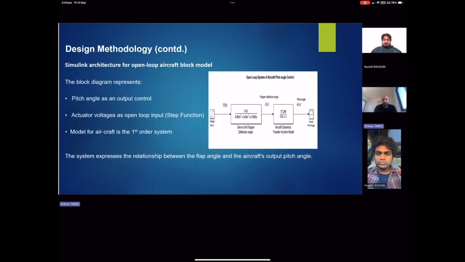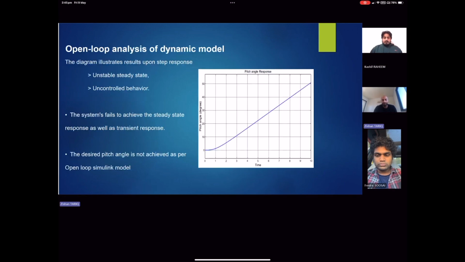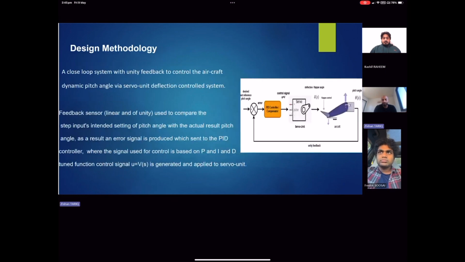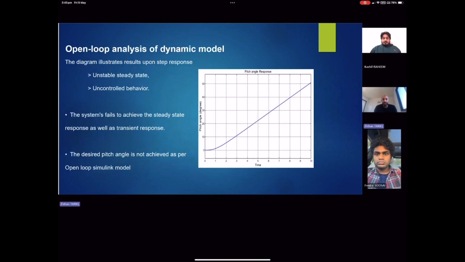So here is our Simulink model, which has a step input first. Then we have the unit servo flapper, and then the aircraft dynamics. These are transfer functions. And at the end we have a scope by which we are observing the pitch angle as the output control. So here is the output of our open loop system. If we run our system with only this model and don't use feedback, we get this response of our system. Now Kashif will explain the closed loop system and the rest of the presentation. Thank you.